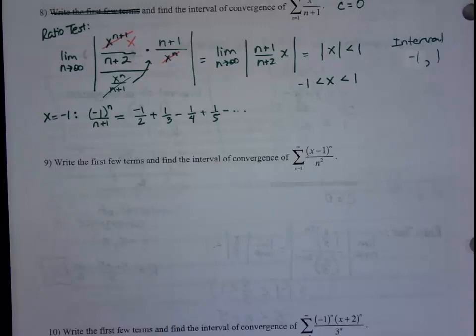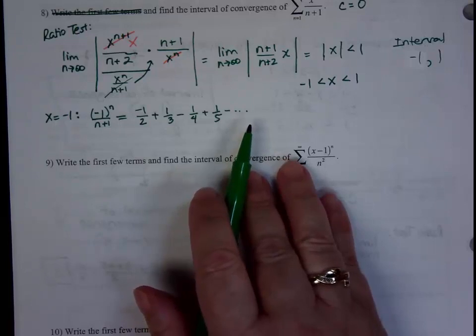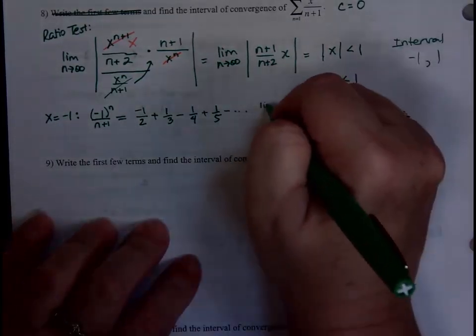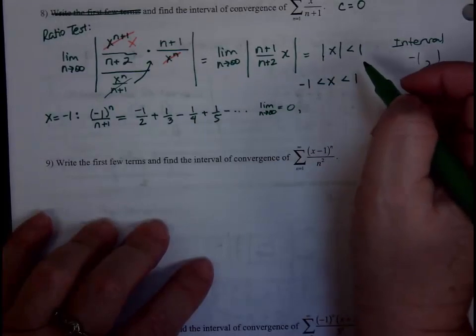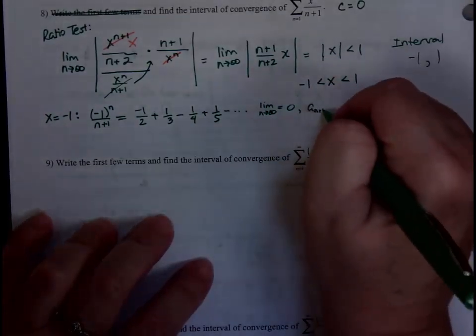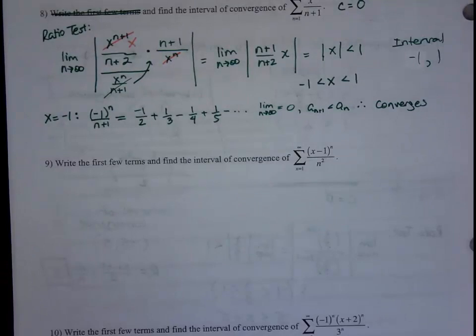Now, what does that thing do? Converge or diverge? It converges. It is an alternating series, and an alternating series has to have 2 things happen. Does anybody remember what they are? The limit is 0. The terms decrease, so a sub n plus 1 is less than a sub n. Exactly. The limit as you approach infinity has to be 0. Are these going to have a limit of 0 as you go out? So the limit as n approaches infinity is 0. And are the terms decreasing? Yes. Therefore, this one converges.